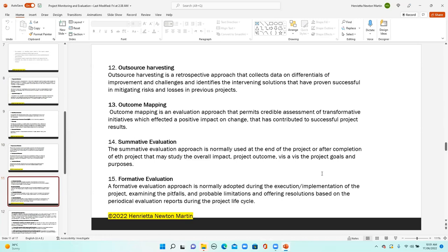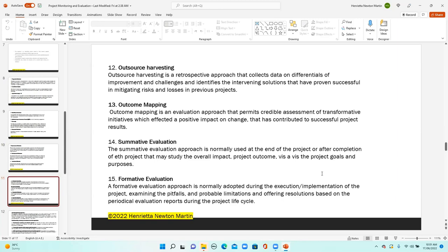Again, outcome mapping or atlasing is an evaluation approach that permits credible assessment of transformative initiatives which effected a positive impact on change that has contributed to successful project results.